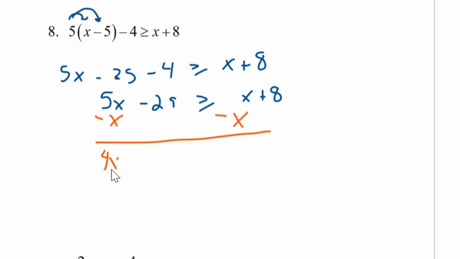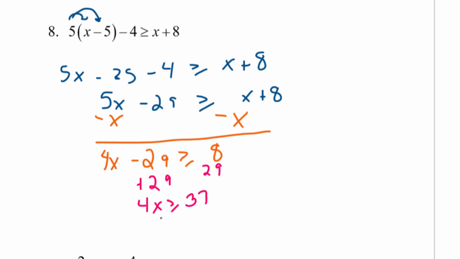So we have 4x minus 29 is less than or equal to 8. Now we will add 29 to both sides so that we can isolate the x. And we have 4x is greater than or equal to 37. And then we're going to divide by 4 both sides. And so let's put it over here. X is greater than or equal to 37 fourths.